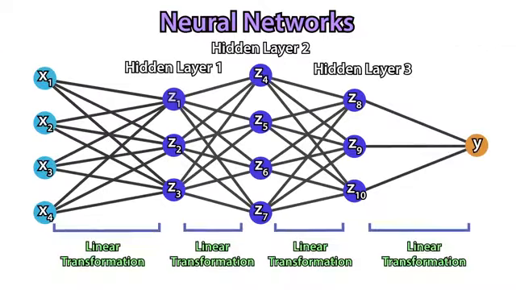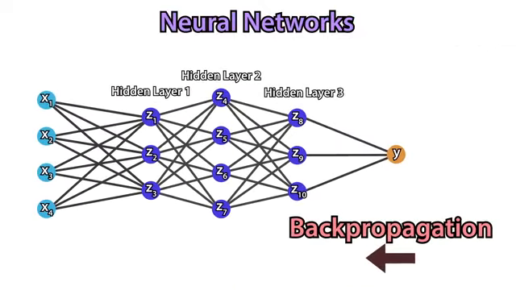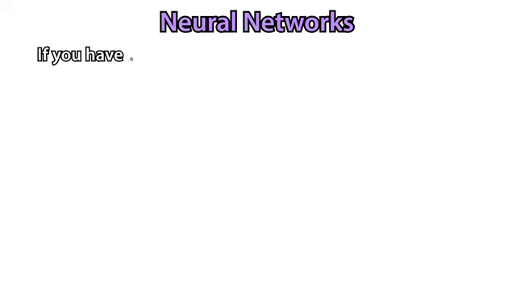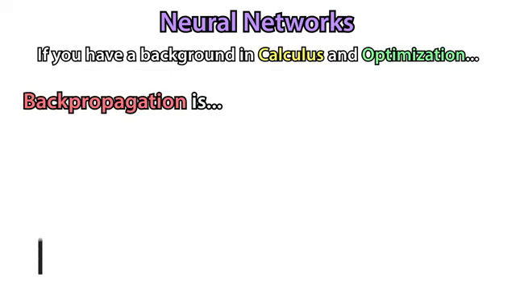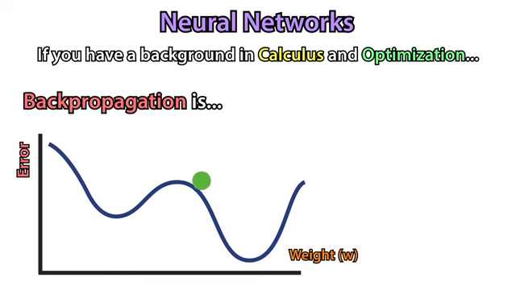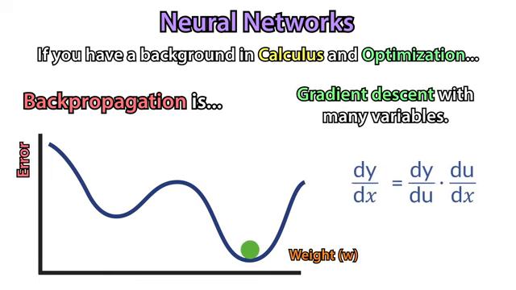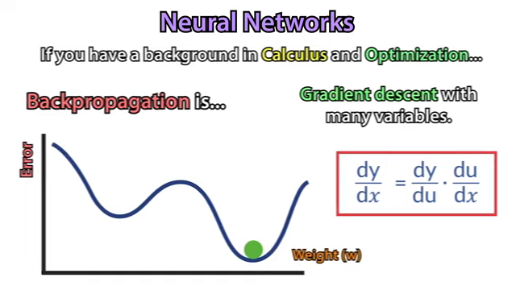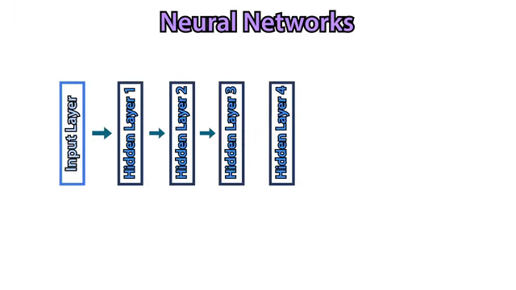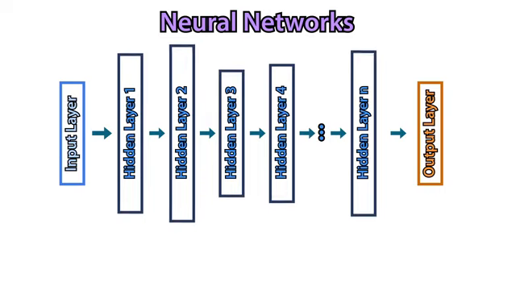Neural networks learn through a process called backpropagation, where the model adjusts its parameters, weights, and biases by minimizing a loss function. If you have a background in calculus and optimization, backpropagation is essentially an application of gradient descent that makes extensive use of the chain rule to calculate gradients through the layers of the network, especially in deeper neural networks. In theory, you can have as many hidden layers and nodes in each layer as you want.